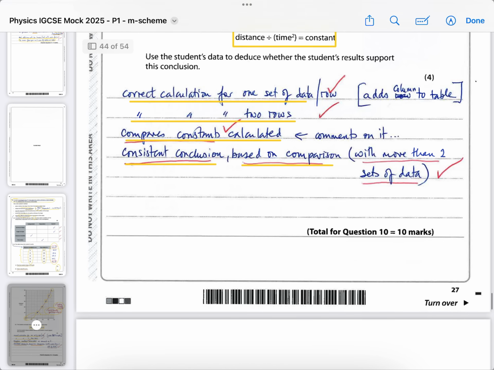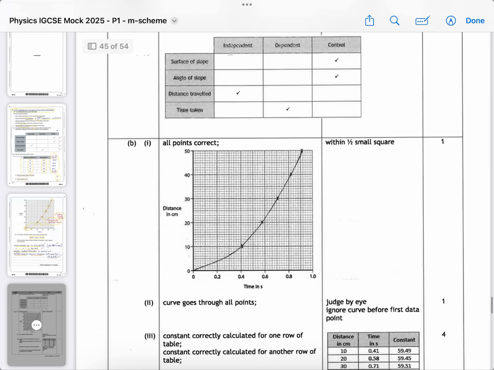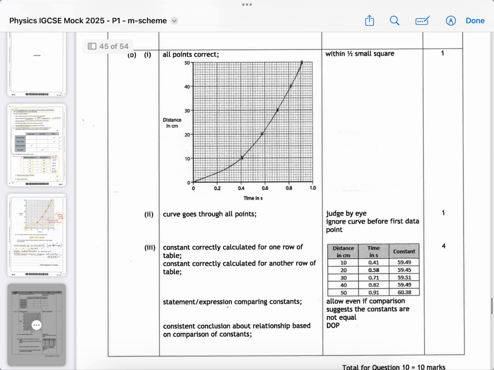So that's another question done, 10 marker. And here's the mark scheme on it. If you want to stop it, you can.